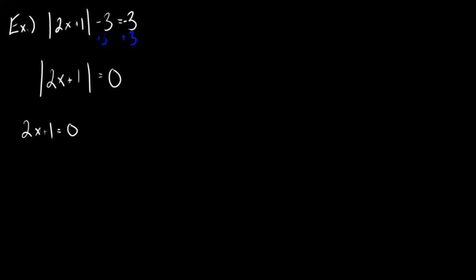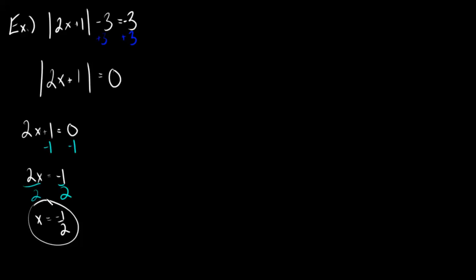And I would solve this just like I would solve any other equation of this manner, okay? I undo any addition or subtraction first. So I'm going to have 2x is equal to negative 1. Then I'm going to divide each side by 2. And I get x is equal to negative 1/2. And that would be my solution. So that's one takeaway here, okay? If we isolate the absolute value and it's equal to 0, you're only going to have one solution, okay?